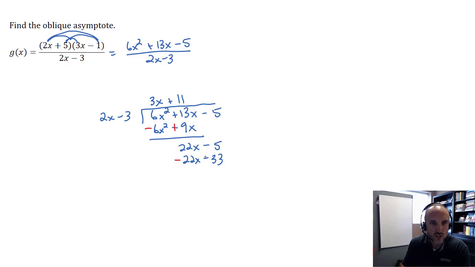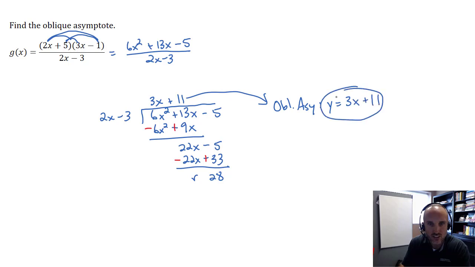Subtract it all, changing all the signs. Combine like terms, and we get 28. We can't divide anymore, so that's our remainder. So the quotient is 3x plus 11, so the oblique asymptote is the line y equals 3x plus 11.